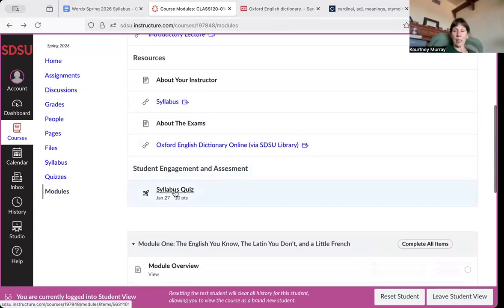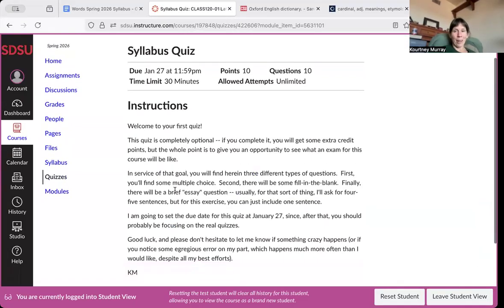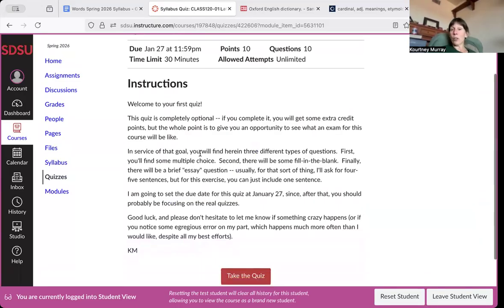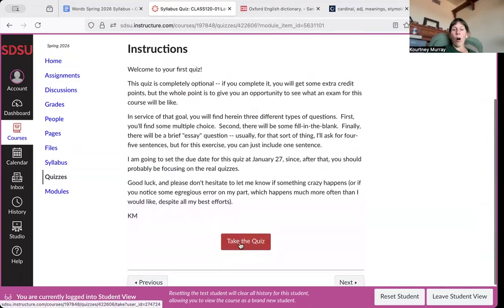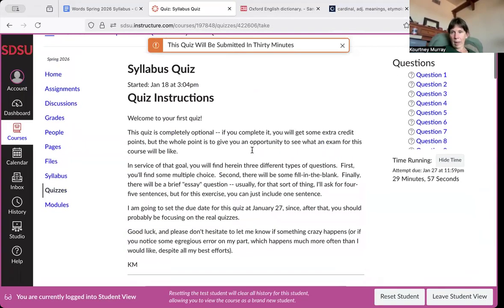So here is the syllabus quiz. Now, normally, or I used to say that please take the syllabus quiz so I know that you're enrolled in the course and I don't have to kick you out. But I realized I never do that. So this is for extra credit if you would like to do it. It also will show you kind of what an exam would look like.